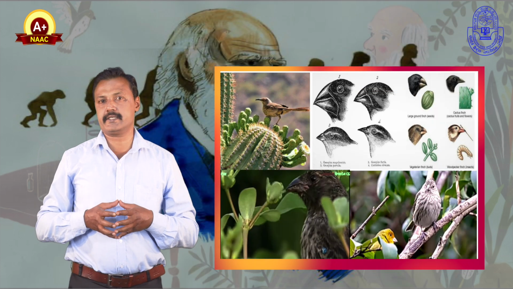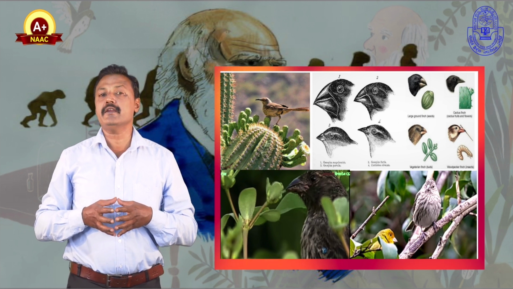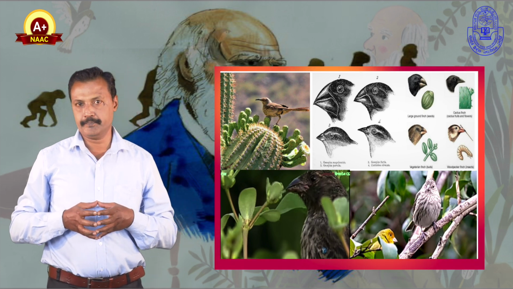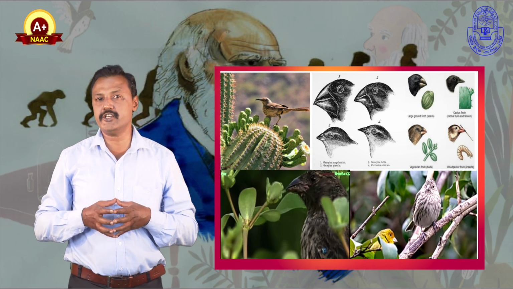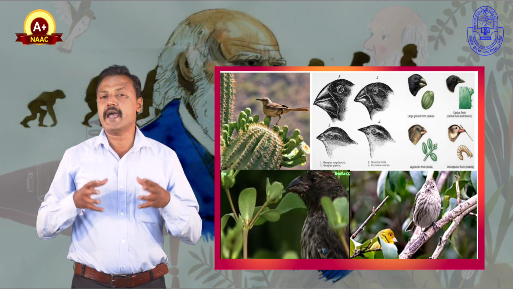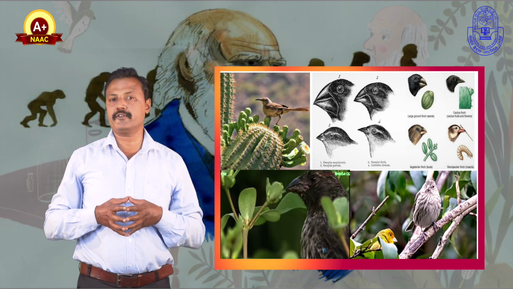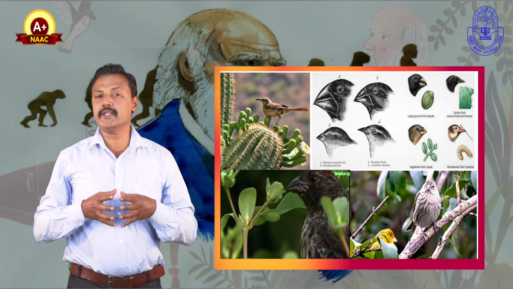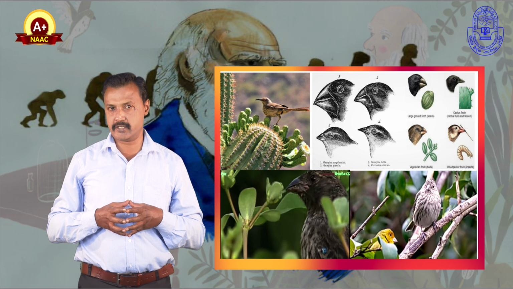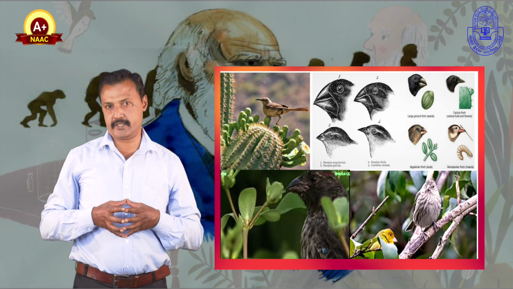Darwin explained this formation of species by taking the finches that he collected in the Galapagos Islands. The Galapagos Islands are the region that Darwin visited during his voyage, having 6 different islands with a dominance of finches. To his surprise, the finches were different from one island to another island, differing in their beak shapes.